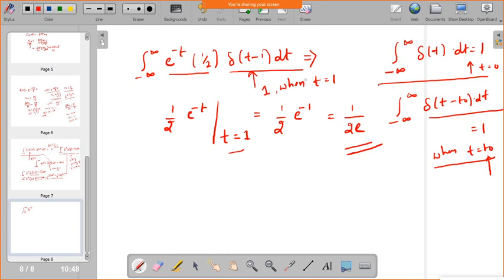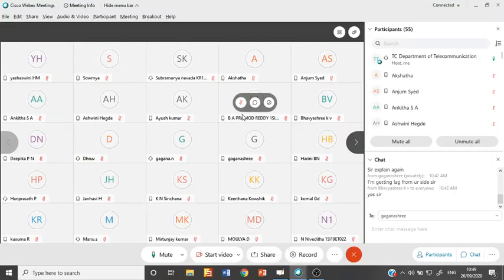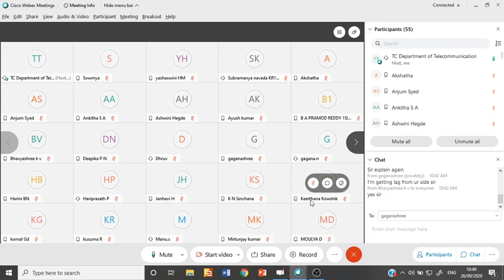So is it understood? Now you can tell which problem you are not understanding. Earlier somebody was telling that some problem needs explanation once more. You can talk. So who is having doubt in any of the problems which we solved today?